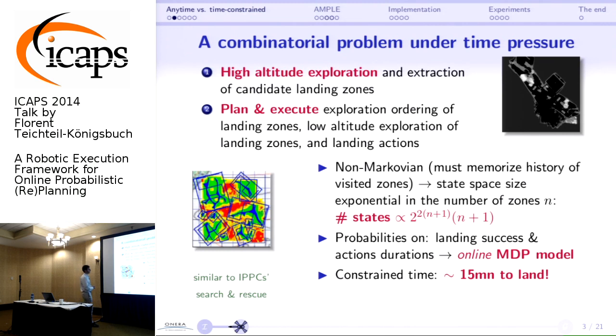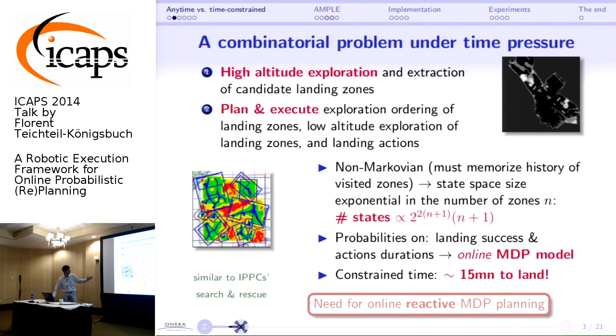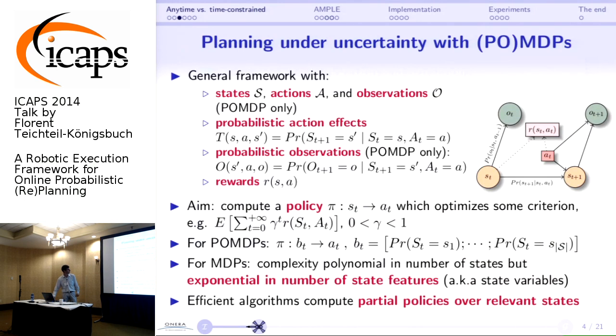The problem is non-Markovian because you have to memorize the history of the zones you have visited, so it's typically exponential in the number of zones, plus continuous variables. And as I said, you only have 15 minutes to find a zone. So how can we do this? We need online reactive MDP planning.